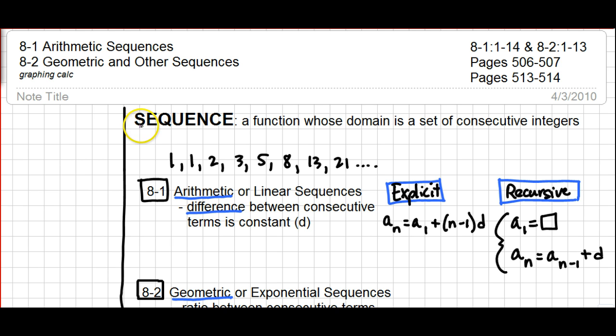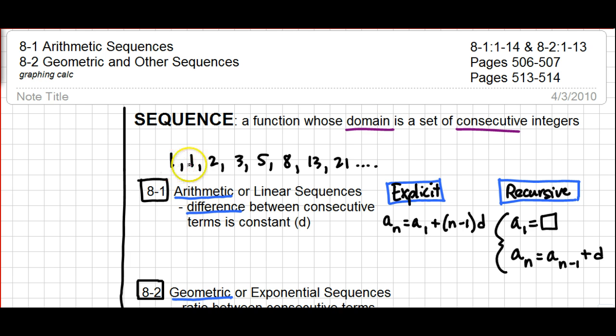First, let's talk about what a sequence is in general. A sequence is a function whose domain is a set of consecutive integers. Hopefully students know what consecutive means. It's numbers that are right in a row or right next to each other. And if we're talking about the domain, hopefully students know that that means the x values.